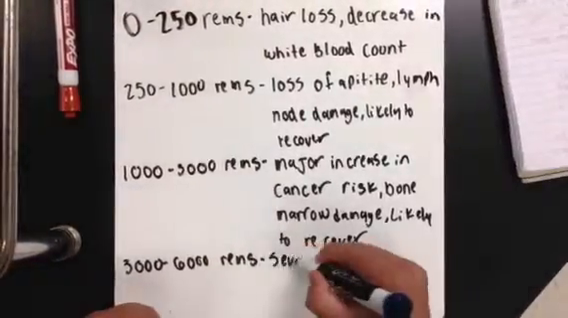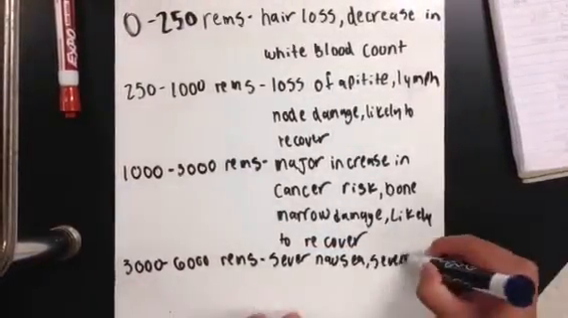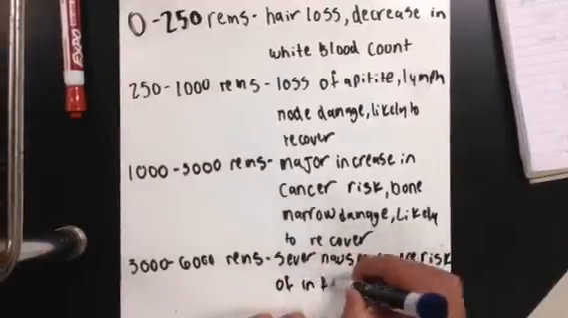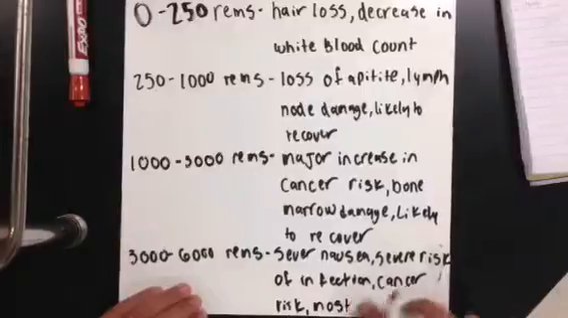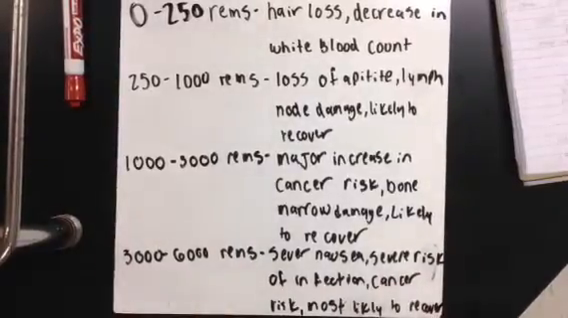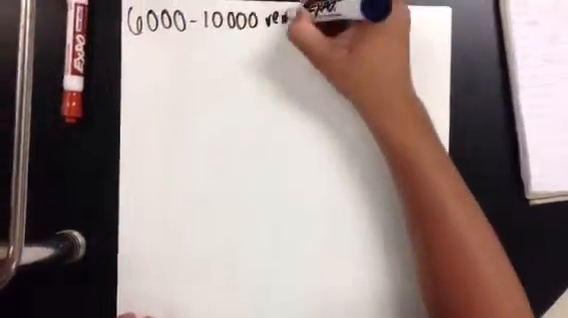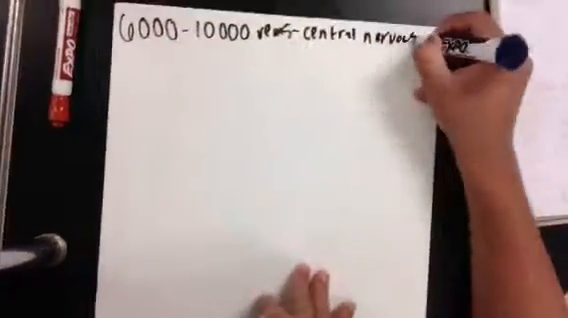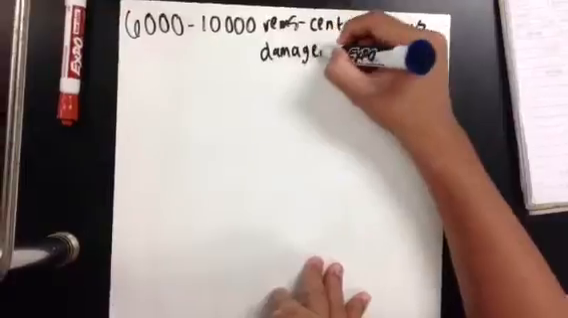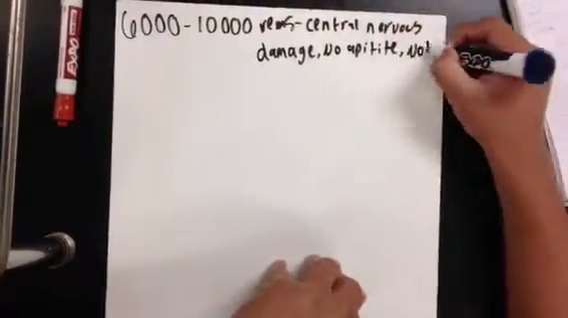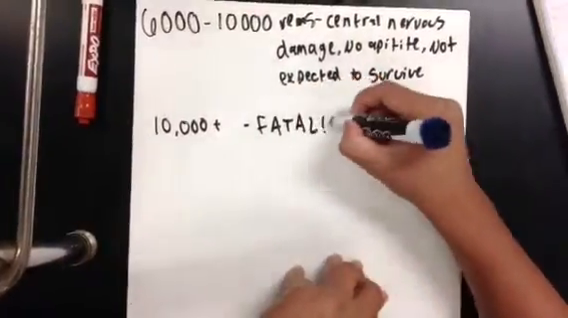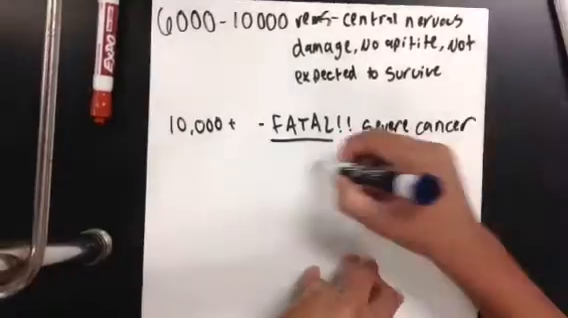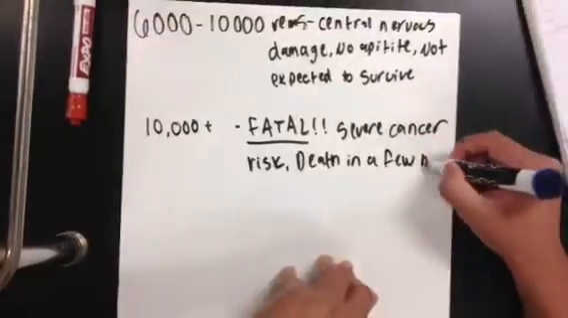From 3000 to 6000 rems, you can expect severe nausea, sterility, internal bleeding, an increase in cancer risk, and if left untreated, you can experience death. From 6000 to 10,000 rems, you can expect severe nausea, central nervous system damage, sterility, and internal bleeding. You are not expected to survive. Any dose over 10,000 rems is fatal. You can expect death in a few days or a few hours.